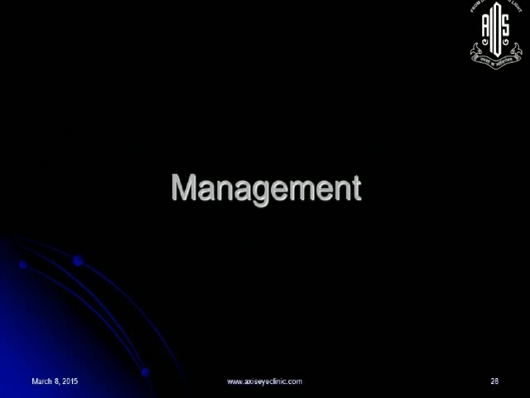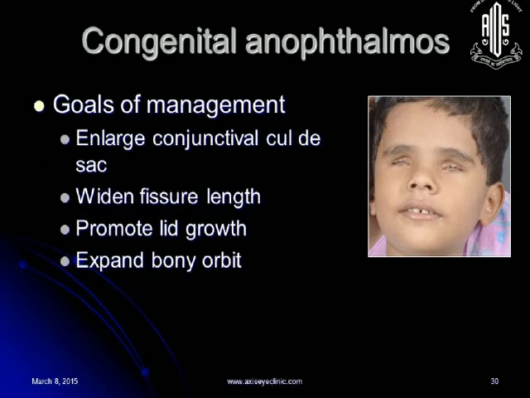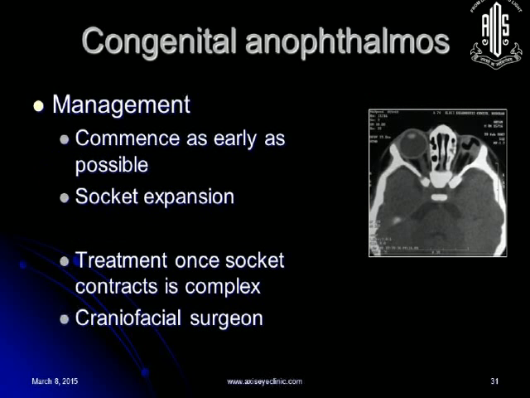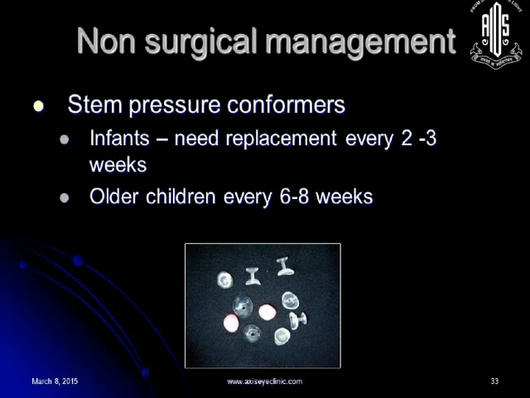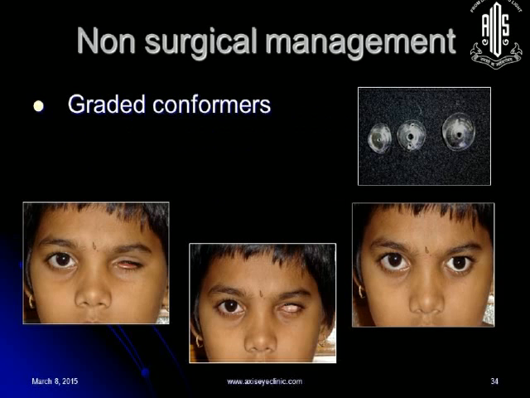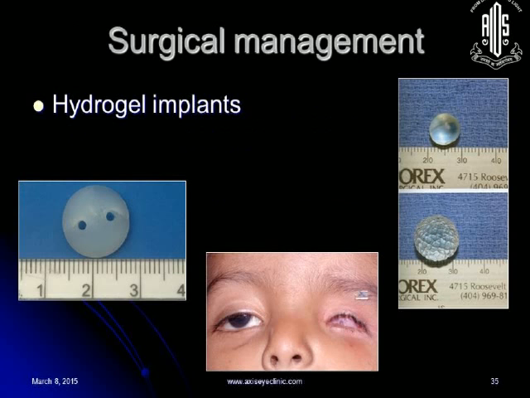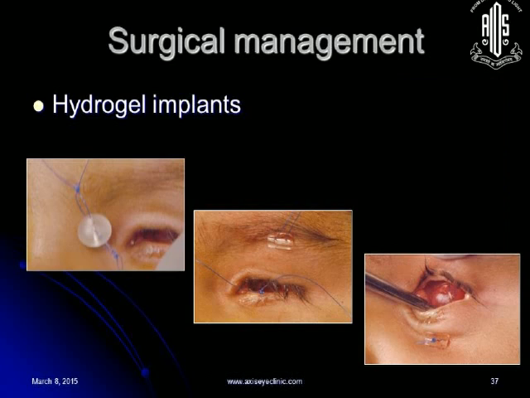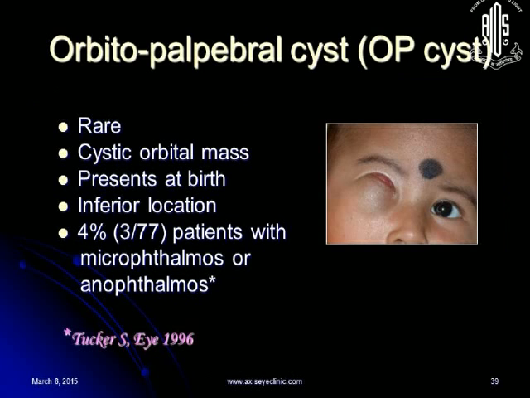So when we have patients with congenital anophthalmos, we would always like to go for an early intervention, and we always try to prefer non-surgical management like stem pressure conformers and graded conformers, like in this particular patient. Hydrogel implants have already been described, but again there are problems like rapid expansion of the implant, and therefore they are not preferred for expanding the socket.